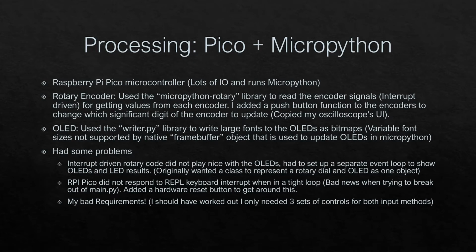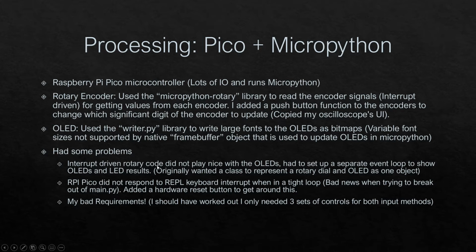And then the final part of this project was writing the code. Again, the first 2 videos have a lot more details about this, but it uses a Pi Pico microcontroller using rotary encoders with the MicroPython rotary library that I enhanced a bit. Same with the OLED. I used a writer.py library to be able to use larger font sizes. And I did have some problems here.